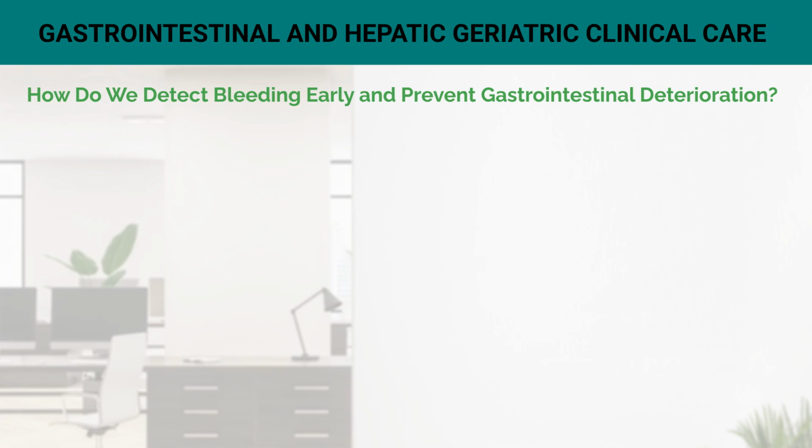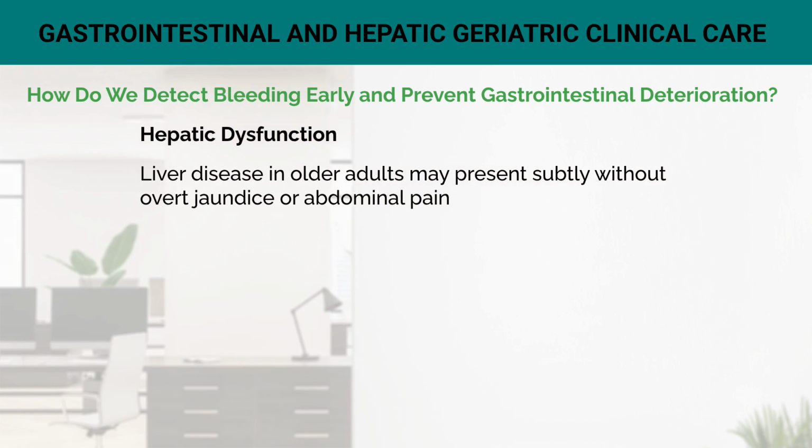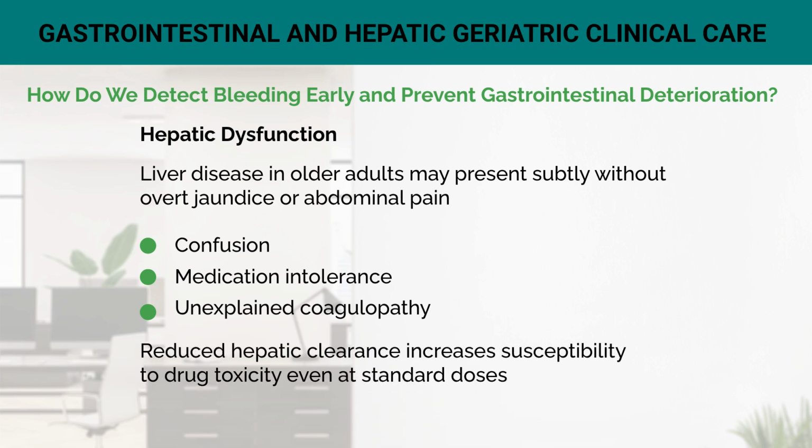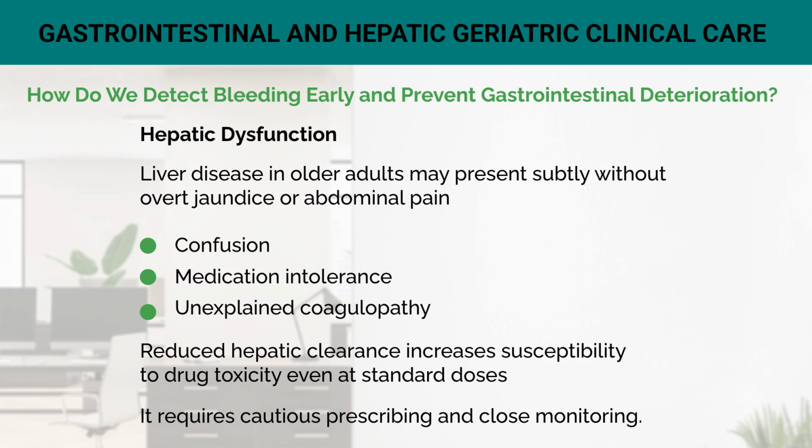One of the ways we can detect bleeding is through hepatic dysfunction. Liver disease in older adults may present subtly without overt jaundice or abdominal pain. Confusion, medication intolerance, and unexplained coagulopathy may be the earliest signs. Reduced hepatic clearance increases susceptibility to drug toxicity even at standard doses, requiring cautious prescribing and close monitoring.